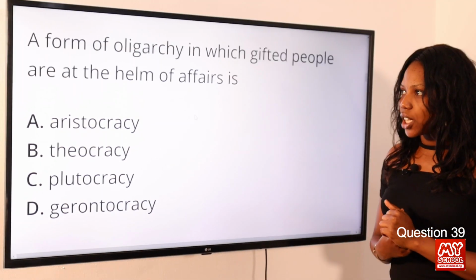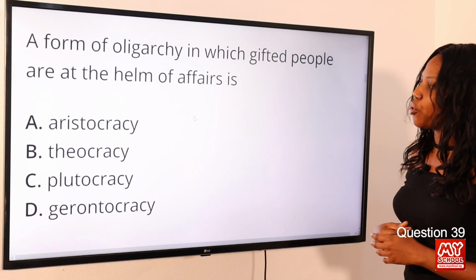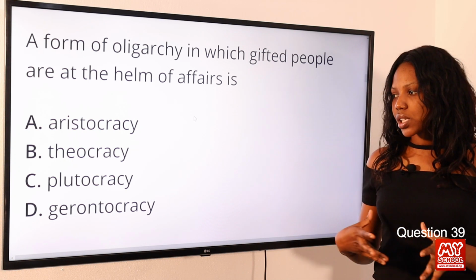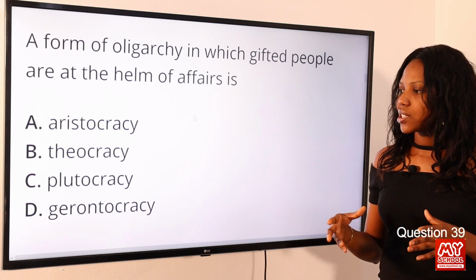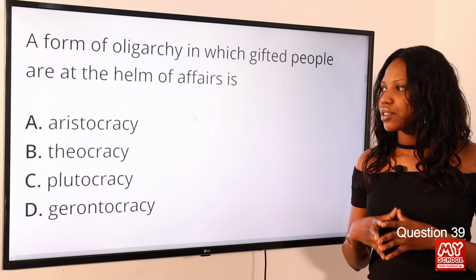Question 39. A form of oligarchy in which gifted people are at the helm of affairs is option A, aristocracy. Option B, theocracy. Option C, plutocracy. Option D, gerontocracy. The answer to this question is option A, aristocracy.